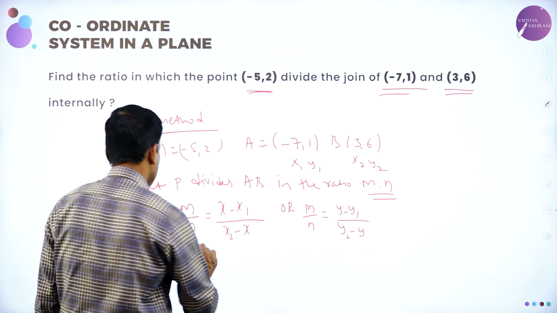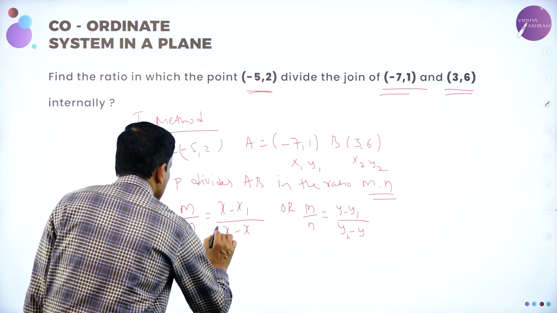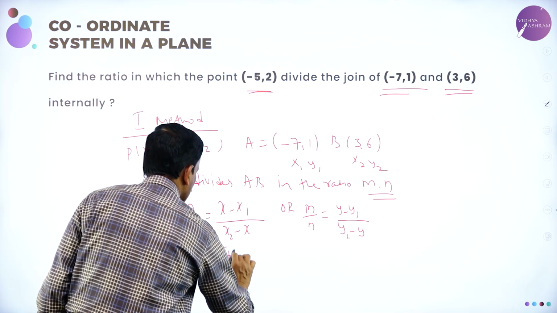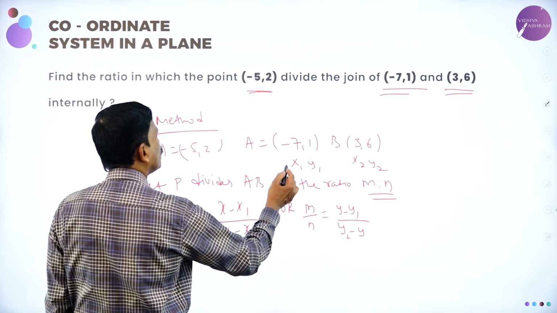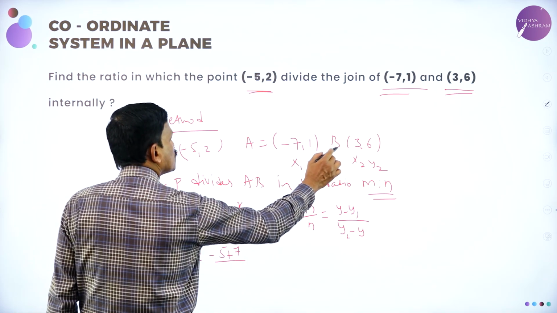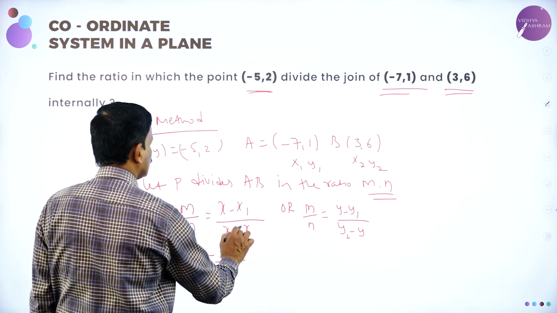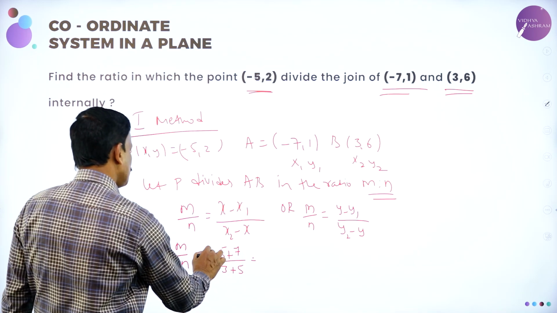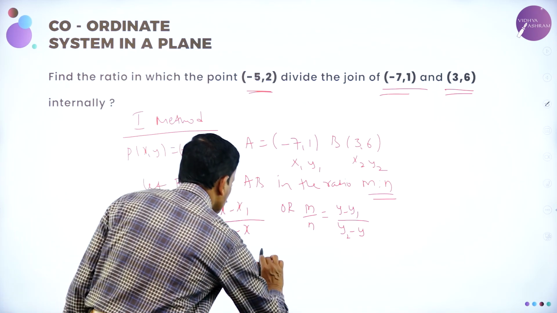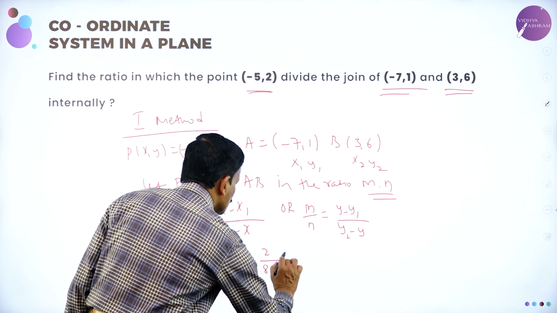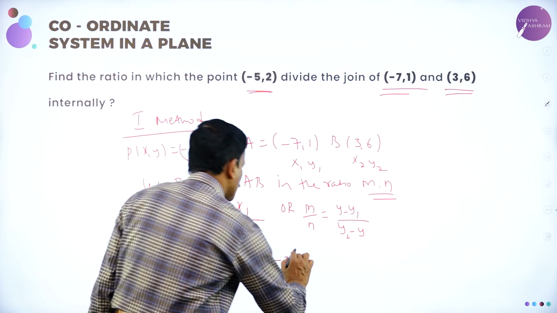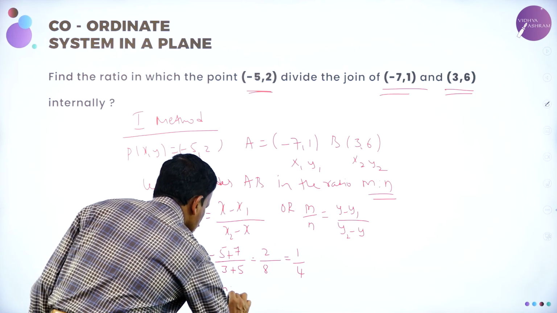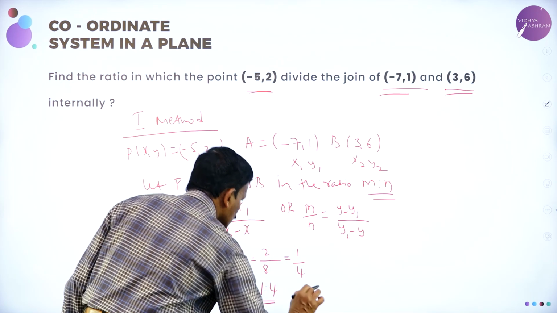Now let us simplify this. m by n is equal to x, what is x here? Minus 5 minus x1 is minus 7, minus into minus plus 7, divided by x2, what is x2? x2 is equal to 3 minus x, what is x? x is equal to minus into minus plus 5. So 3 minus 2, 3 minus 5 is 2 divided by 5 plus 3 is 8. So 2 ones are 2, 4s are 8. Therefore the ratio m is to n is equal to 1 is to 4.